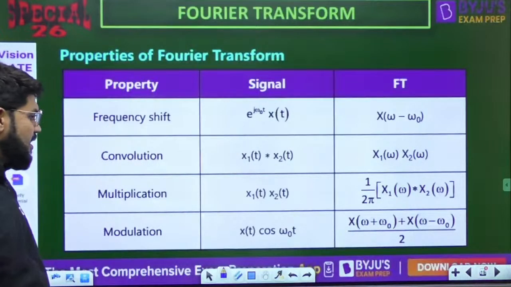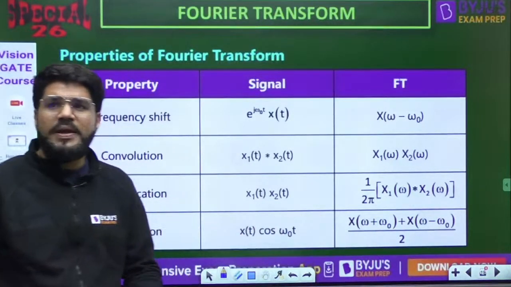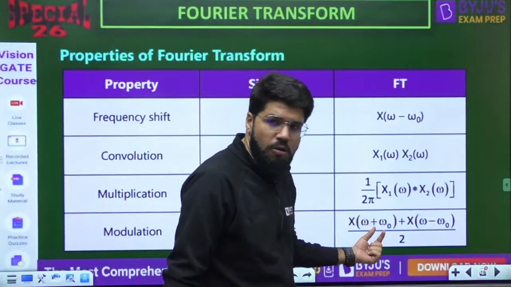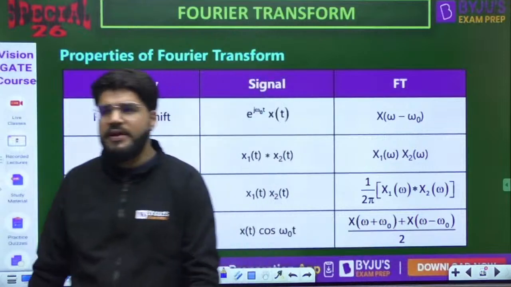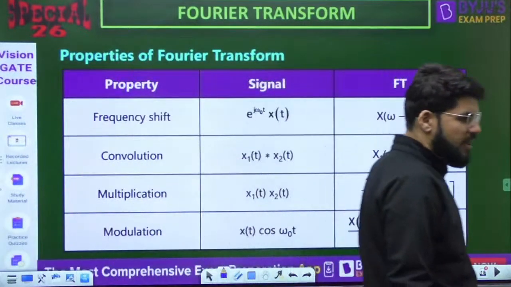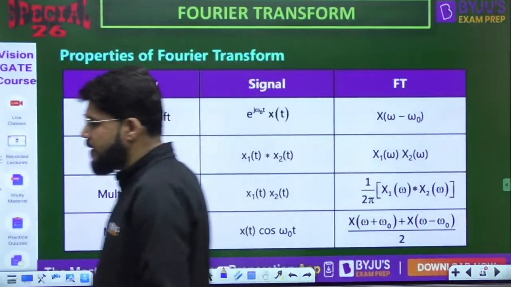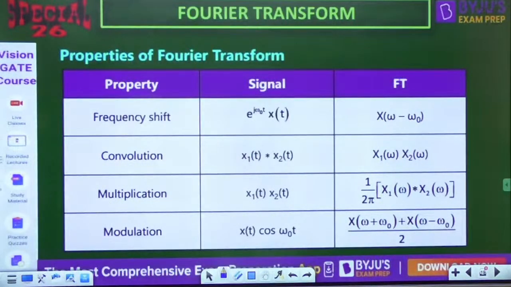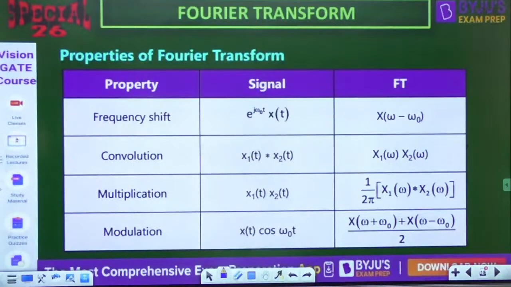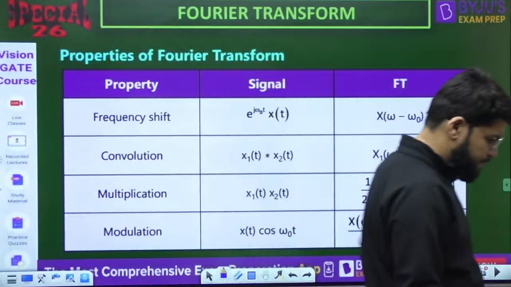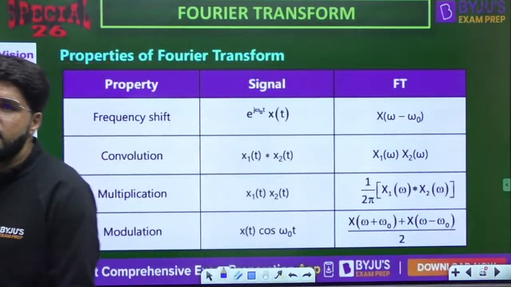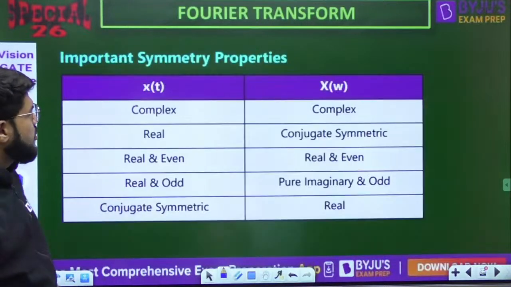Then modulation. If any signal is multiplied by cosine omega naught t, its spectrum is shifted to higher frequencies. That is given by x omega plus omega naught plus x omega minus omega naught, whole divided by 2. Correct? That is what it is. Done. We'll take up questions on these cases.